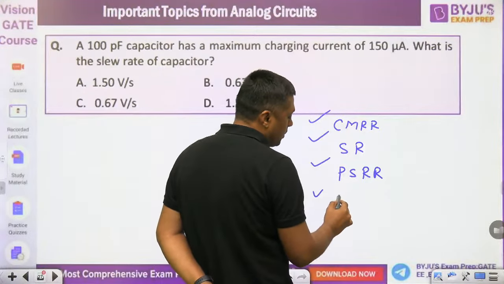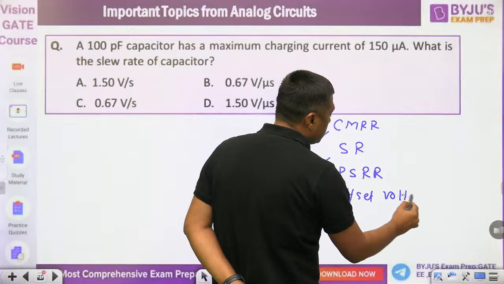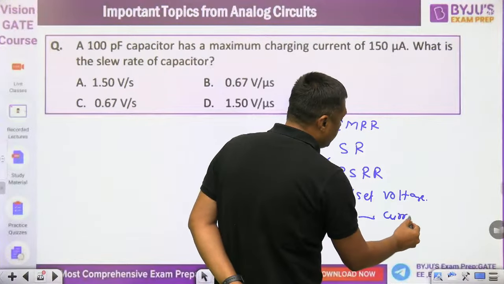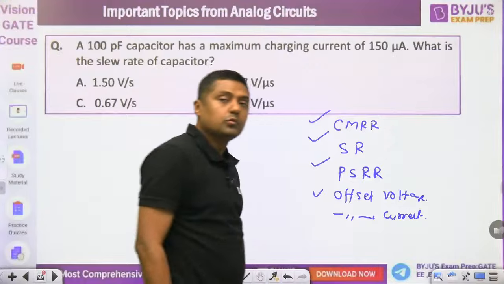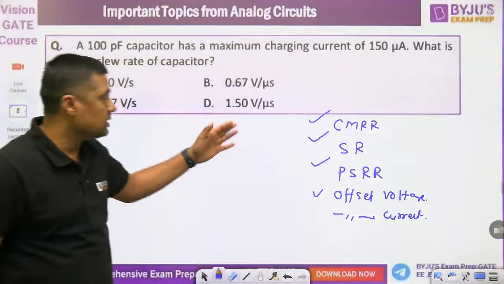And offset voltage, offset current, biasing voltage, bias current, and offset currents, right? These are the important points, guys. So these are the ratings.